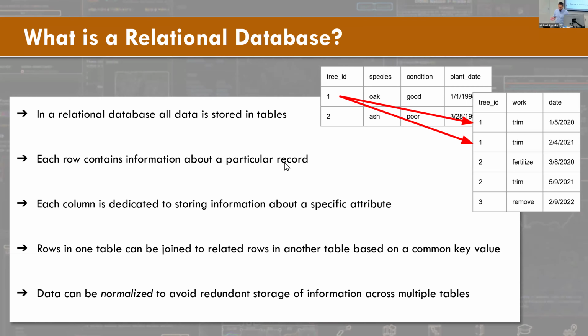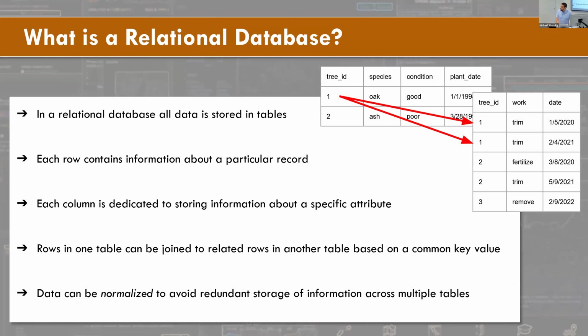As I've already mentioned, rows in one table can be joined to related rows in another table. So using a join operation, which we'll practice a little bit later on, we can bring these two things together so that we see all of the relevant information tied together. So if I wanted to know about these two trimming operations in the maintenance table, but I wanted to see some information about the tree that was trimmed, I could join these tables together and see the information about that being an oak tree that's in good condition and everything else that might be associated with that particular tree. So that can help me understand maybe why those maintenance operations were performed at that particular date.